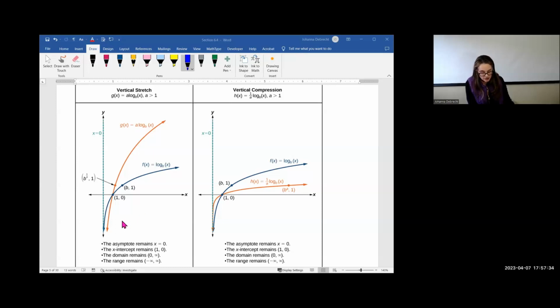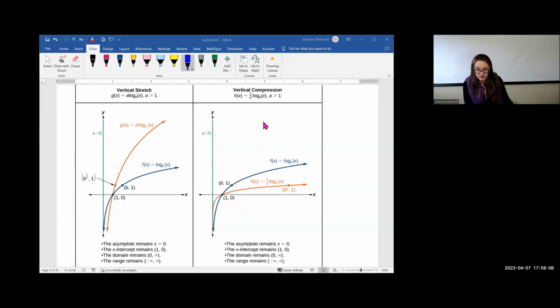In this case, notice that the asymptote is going to stay the y-axis, x equals 0. Notice that the x-intercept actually doesn't change, right? So it's going to stay 1, 0. And the domain doesn't change and the range doesn't change. But it does make it go slower down here and faster up here, in a sense. Now, what about this one? This is a compression, so it's actually been sort of squashed vertically.